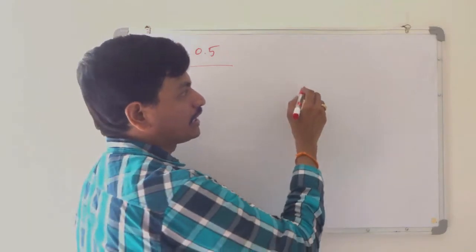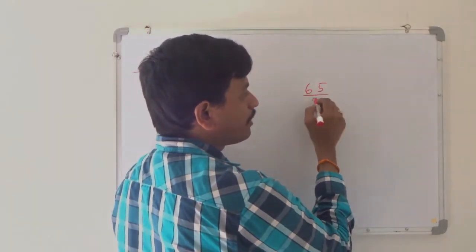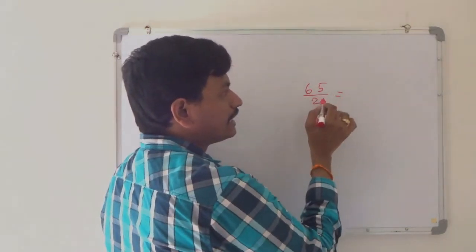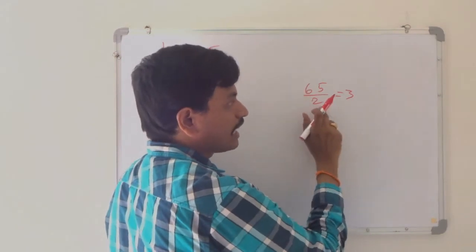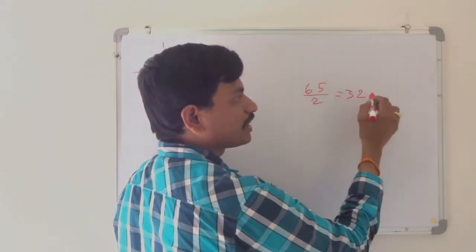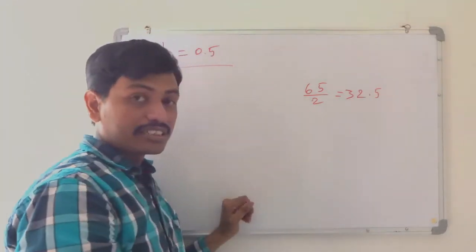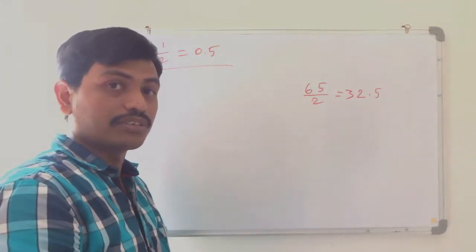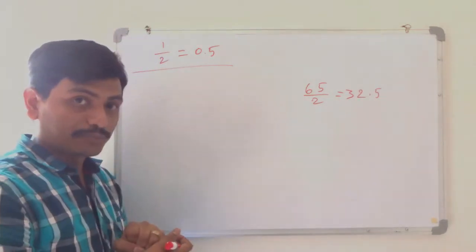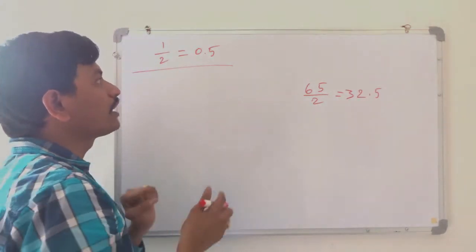For example, if we take 65 divided by 2, what do we do? 2 3s are 6 and 2 2s are 4. Remainder is 1. Just put 0.5. If the remainder is 1, 0.5. If there is no remainder, just directly 0.0. Like this we can divide by 2. Now we shall see divide by 3.